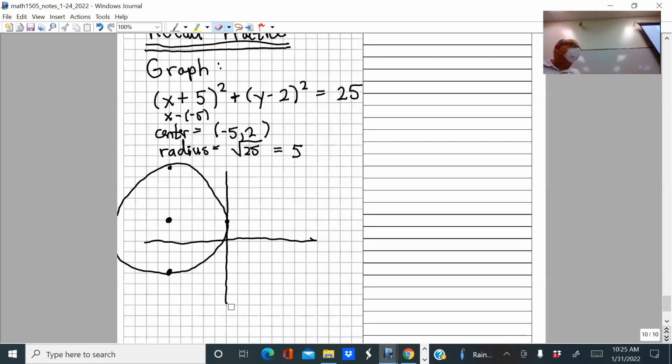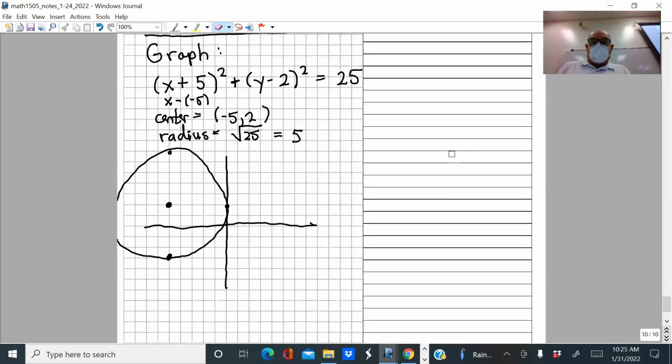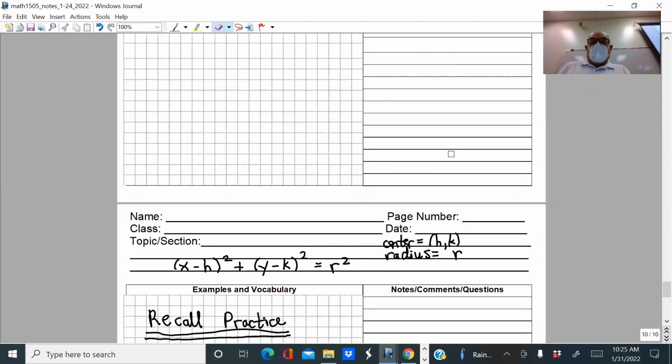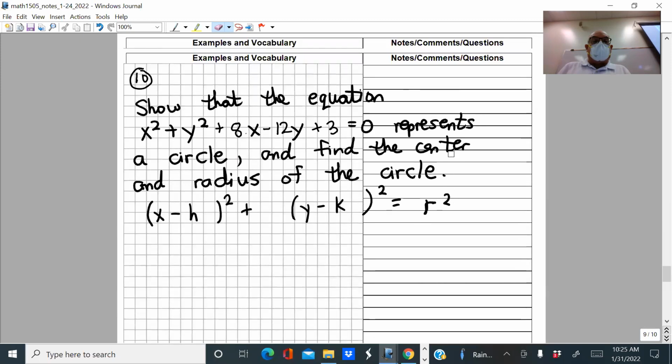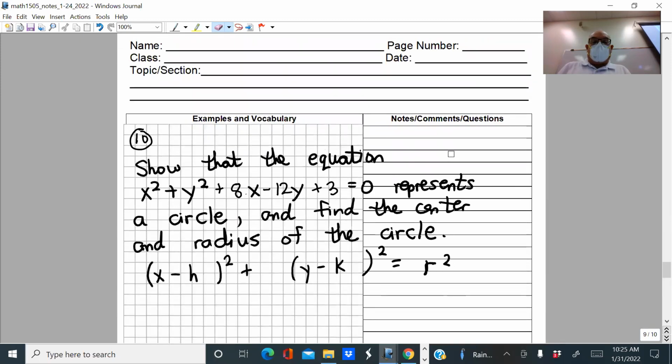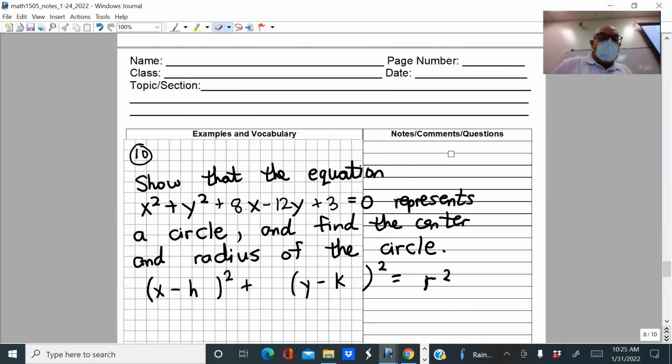Okay, so there's our recall practice. Hope that helped y'all recall some things that you learned last time. We're going to need that knowledge again. So let me scroll up here because we're not quite finished with the notes. Here's one that I'm going to have y'all work on in just a second, but not yet.